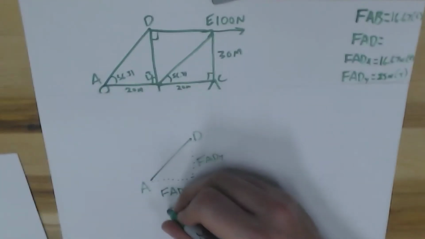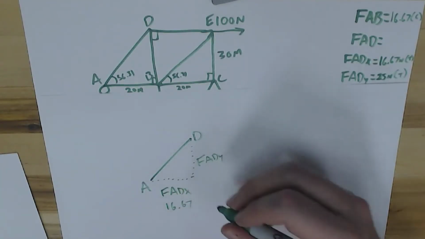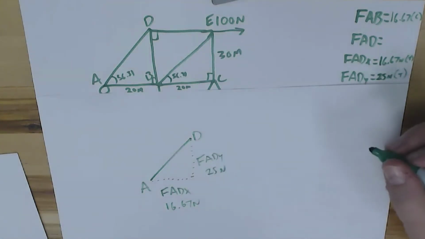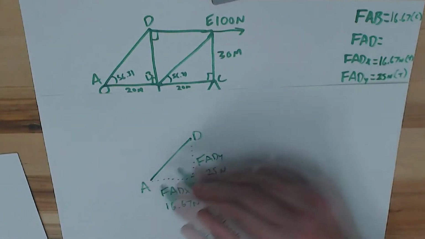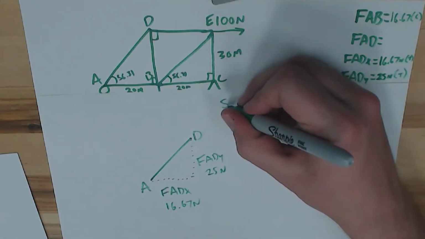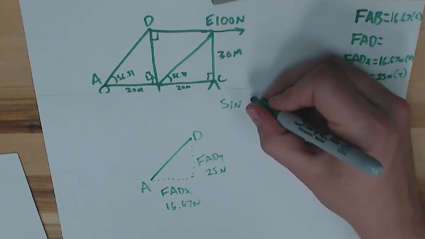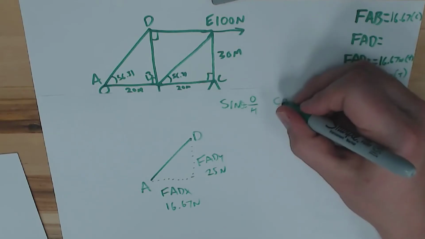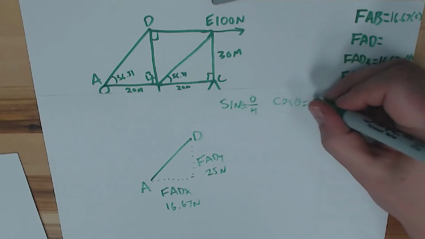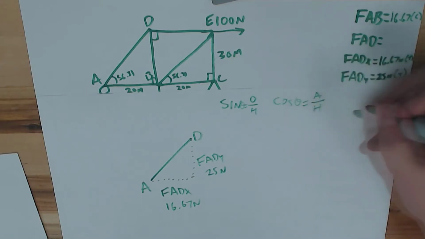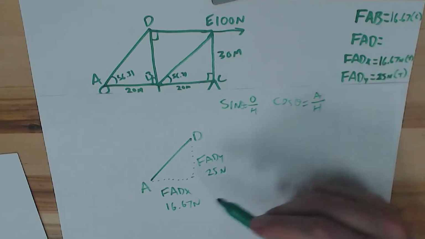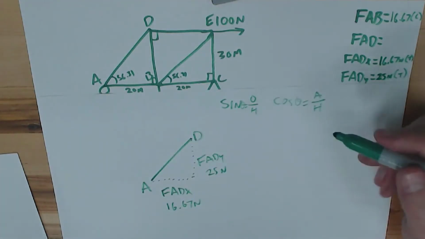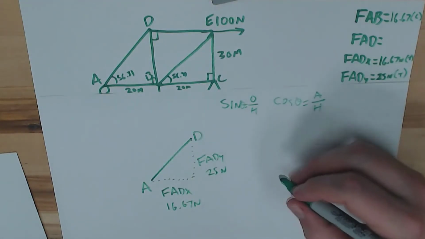FAD in the x direction is 16.67 newtons. FAD in the y direction is 25 newtons. And we're trying to figure out FAD. So our choices are sine, which is opposite over hypotenuse, and cosine, which is adjacent over hypotenuse. Tangent's not going to help us because it's opposite over adjacent, and we know all those already. So sine or cosine, let's go ahead and use cosine just because we didn't use it earlier.